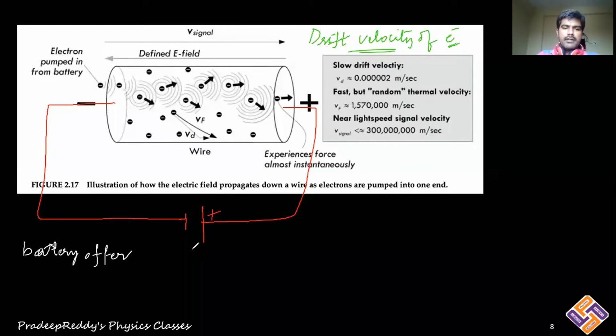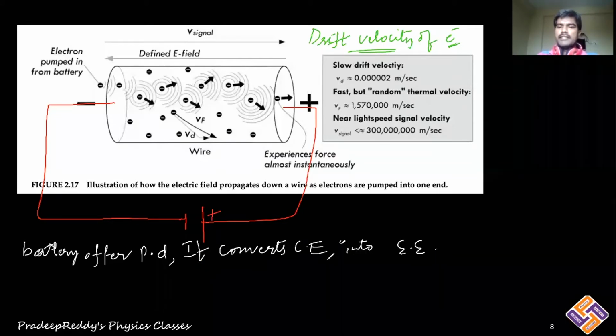Potential difference, it converts chemical energy into electrical energy. So how does it convert chemical energy into electrical energy? By doing some work on the electrons which are present in the conductor. Of course, I'll explain that when I am discussing the battery in detail, but for the time being, just remember that it converts chemical energy into electrical energy.